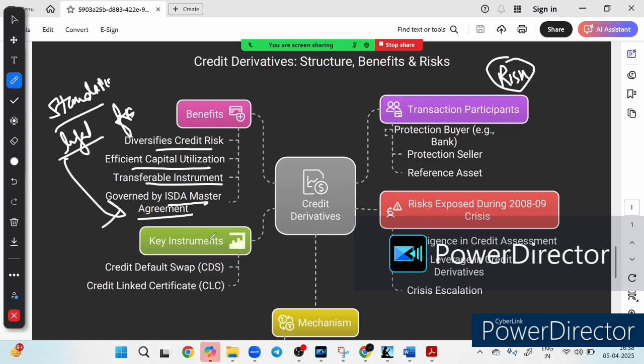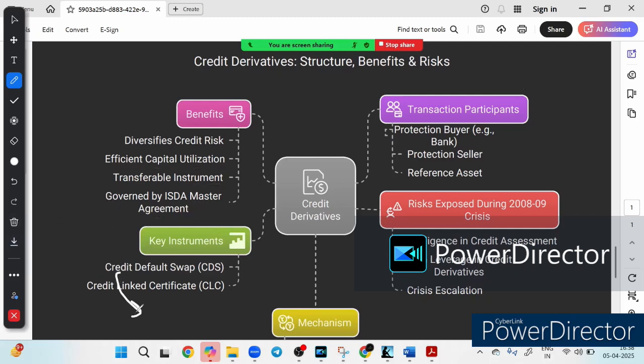Now if you look at the key instruments which are used here, what are some key instruments? The first is CDS, that is called credit default swap. So what happens in this credit default swap? It is a kind of contract where the protection seller compensates a protection buyer if a borrower defaults. If a borrower defaults, then the seller will compensate the buyer. And the second instrument we have is credit linked certificate, which means a security where returns are linked to the credit risk.